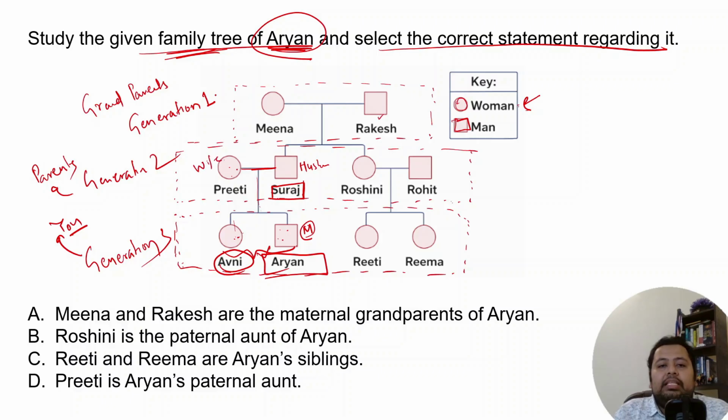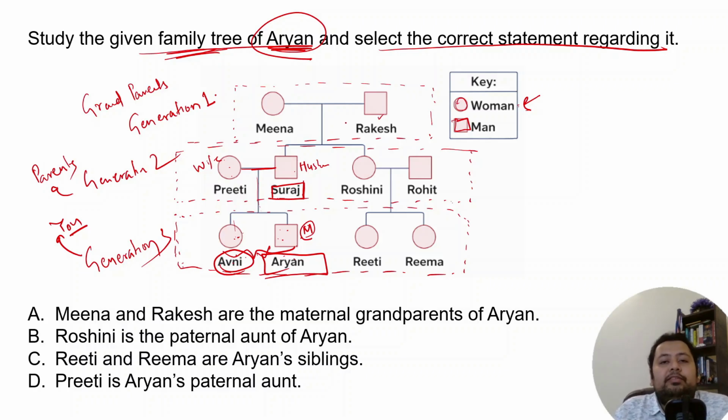And so Preeti and Suraj have two children. One is Avni, and the other is Aryan. Aryan is a male and Avni is a female, right? Simple. Okay, so let's now go to the next level of generation.